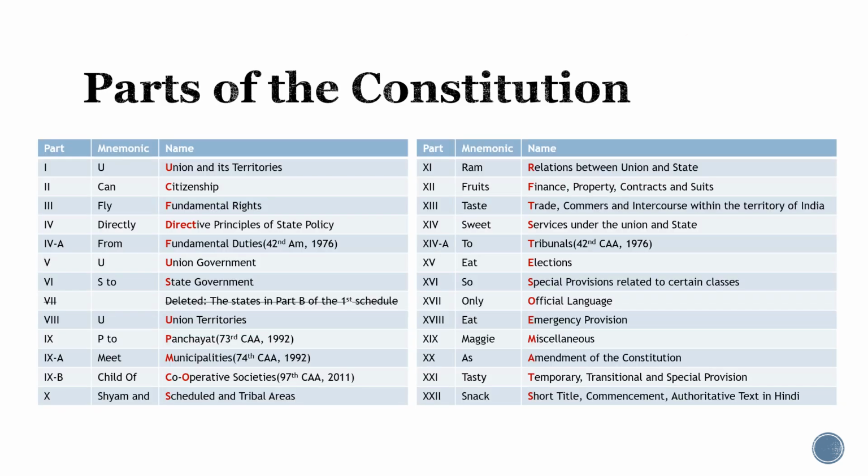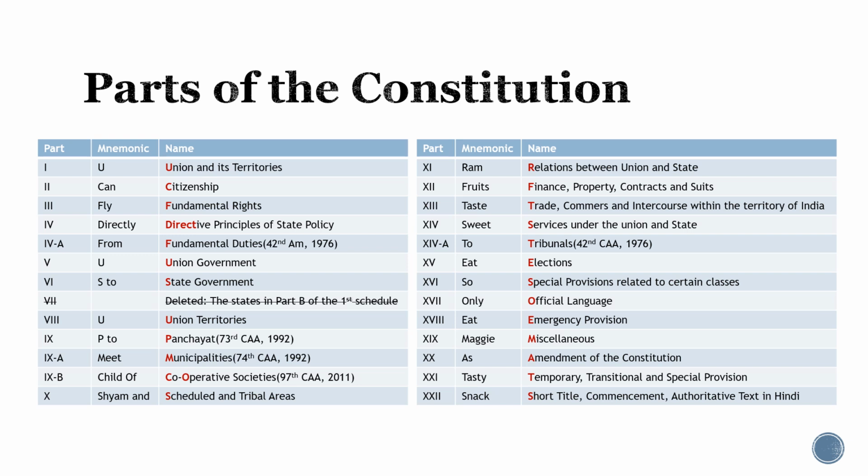Now let's talk about the different parts of the Constitution with the help of a mnemonic device. So what you can remember is: you can fly directly from US to UP to meet child of Shyam and Ram. Fruits taste sweet to eat, so only eat Maggie as a tasty snack, right? Using this, the first letters of each of these would correspond to the name of the particular part of the constitution. So here it is.